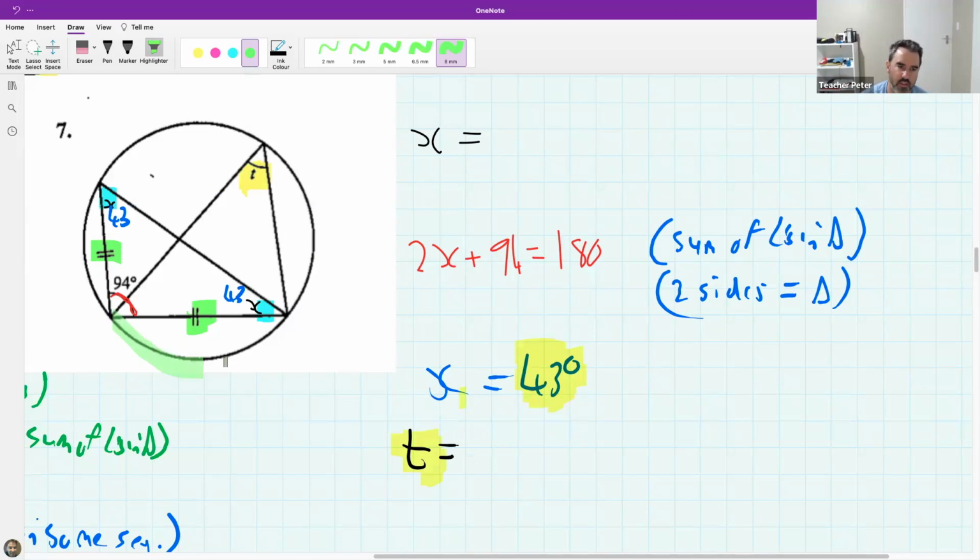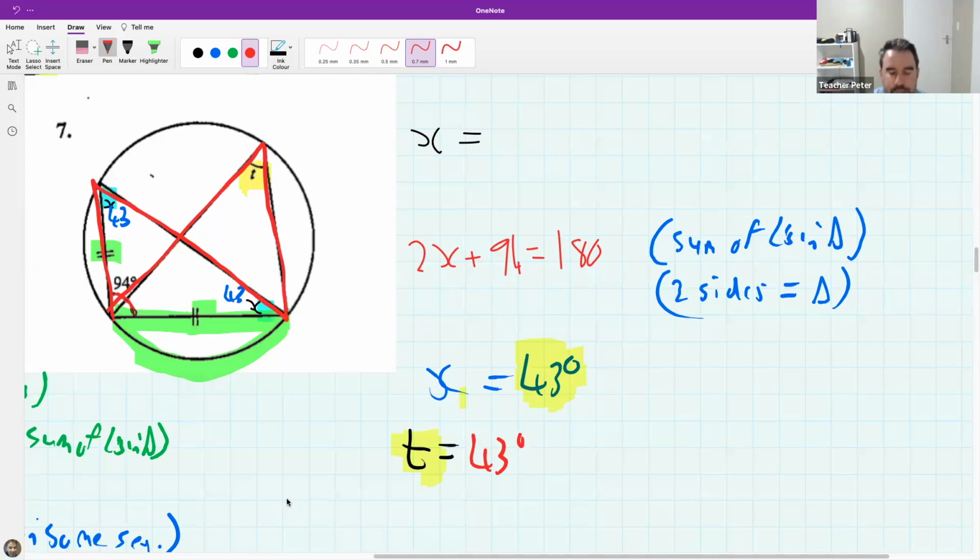Because this arc or this chord is the base, this angle here and this angle here, x will be, t will be 43 degrees. Yeah, Simtanda, let's go to you. What is your question?